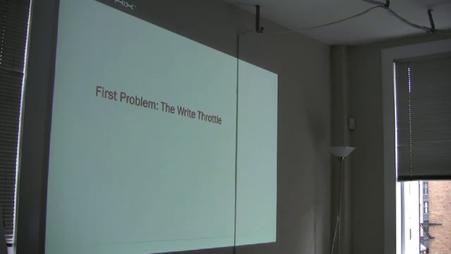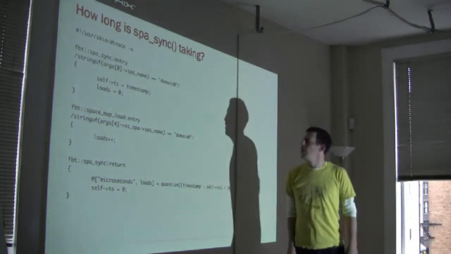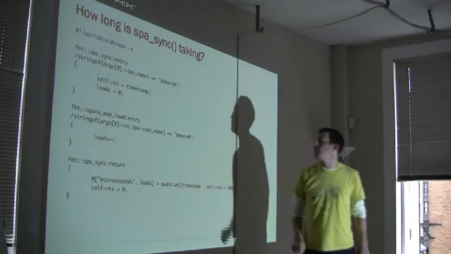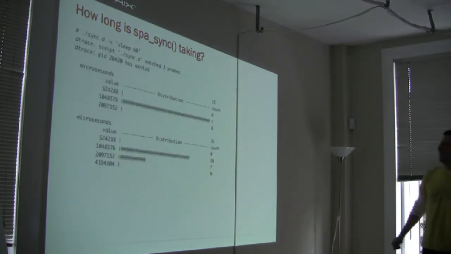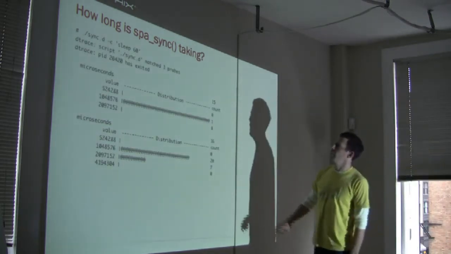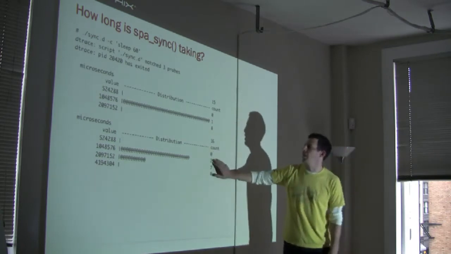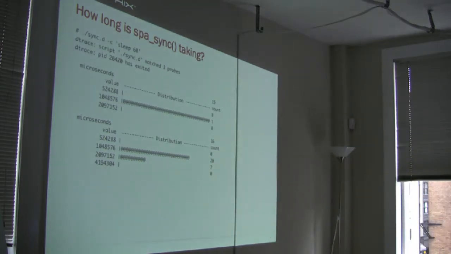So the first problem I'm going to talk about is the write throttle. We used this dtrace script to see how long spa_sync is taking. When you enter spa_sync, we counted the amount of time and keyed it by the number of space map loads that happened along the way. And we saw spa_sync was taking, this is where to focus your attention, 1 to 2 and more seconds. Now, I'll get into an explanation of what's going on.